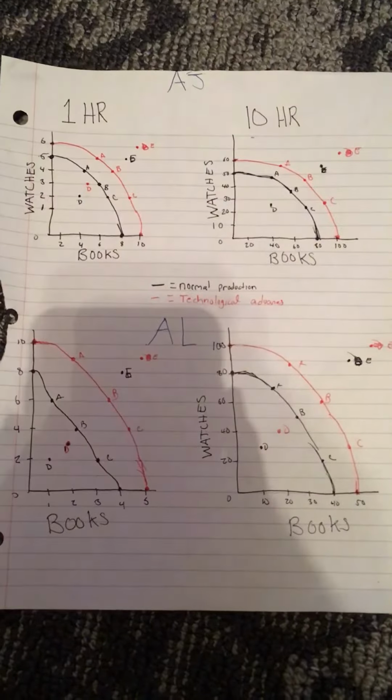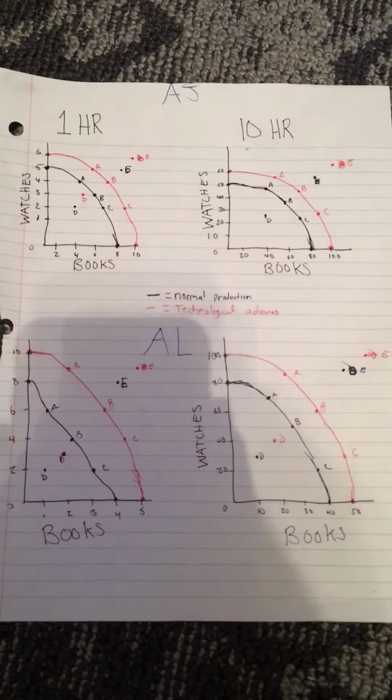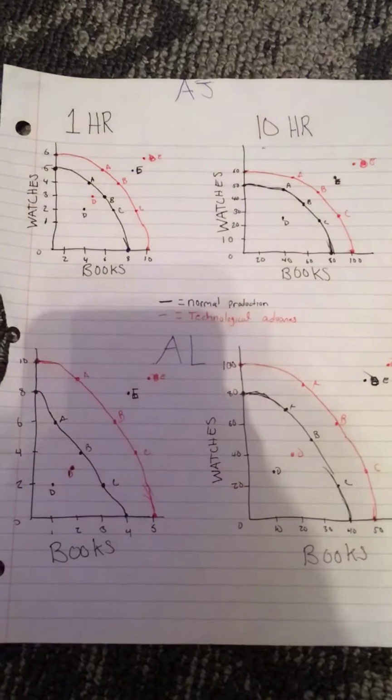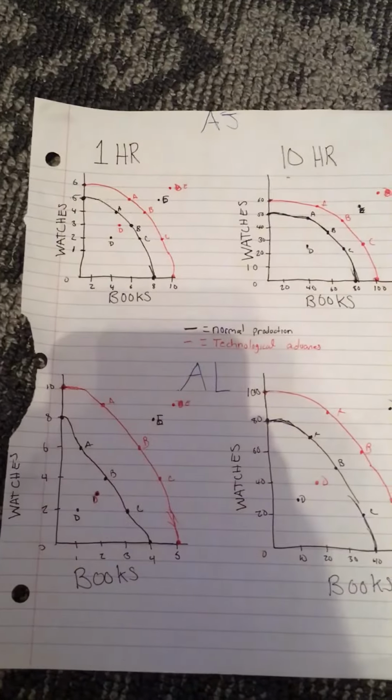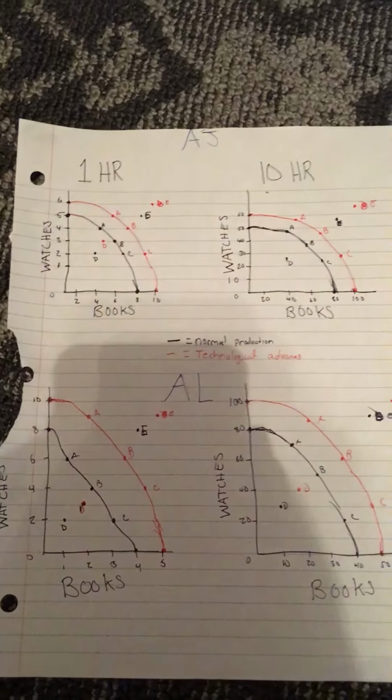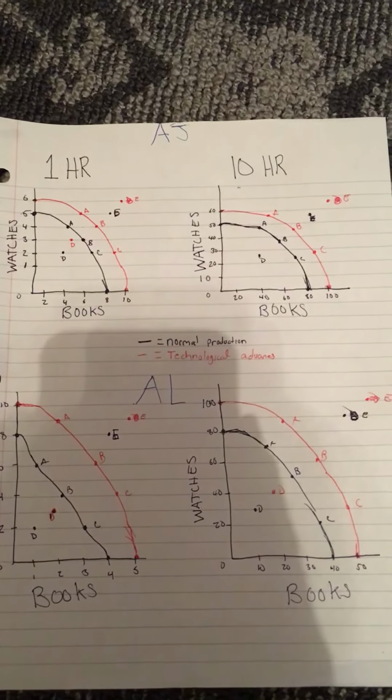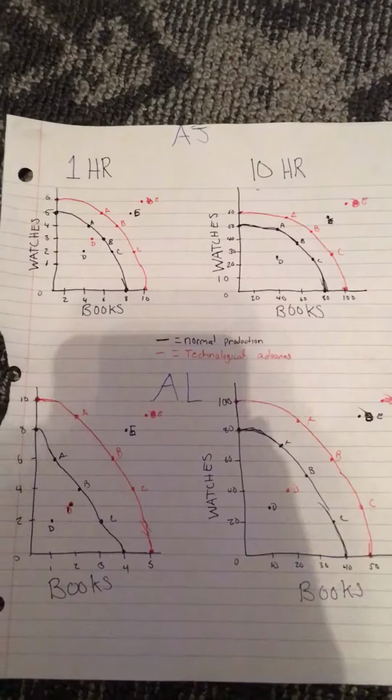So, my two goods are watches and books. First I have AJ at 1 hour. He can produce 5 watches in 1 hour and 8 books. And in 10 hours, he can produce 50 watches and 80 books.